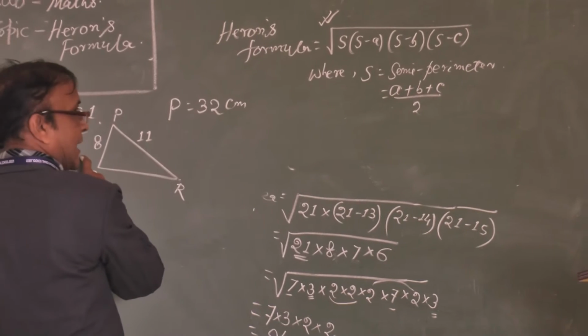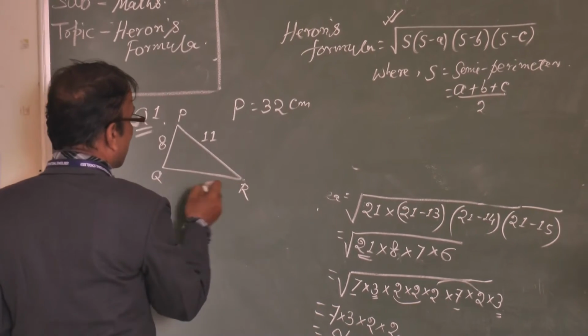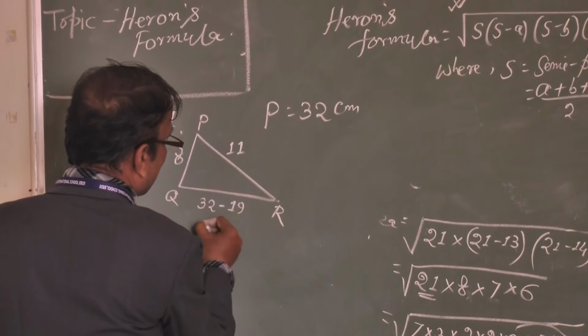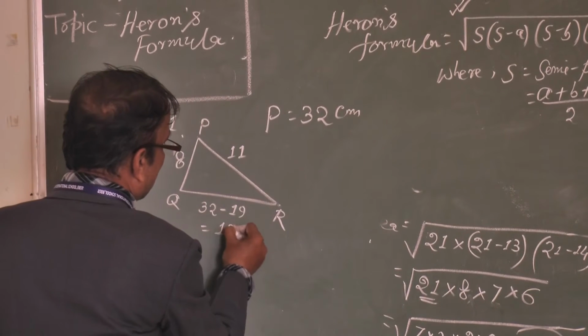So 11 plus 8 is equal to 19. So the third side will be 32 minus 19, that is equal to 13 centimeter.